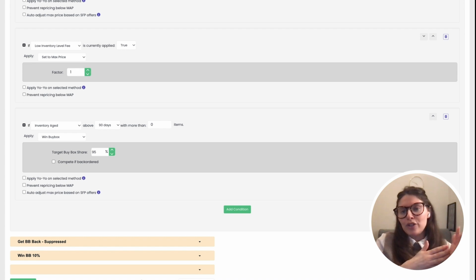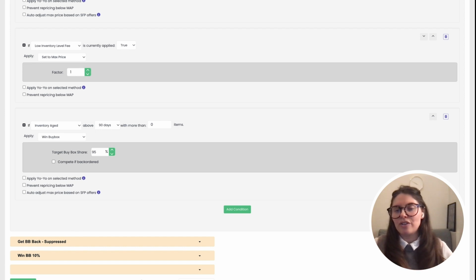If your inventory is over 90 days, you can also choose 30, 60, 90, whatever it is. At 90 days, you start getting fees. So that's why I like using the 90-day. If your inventory is aged over 90 days and you have more than nothing available, then we need to start moving. Win buy box, 95%. Let's get aggressive. Let's move it out of inventory. Not worth the fees, not worth having it just sit there to just incur those over 90-day storage fees.